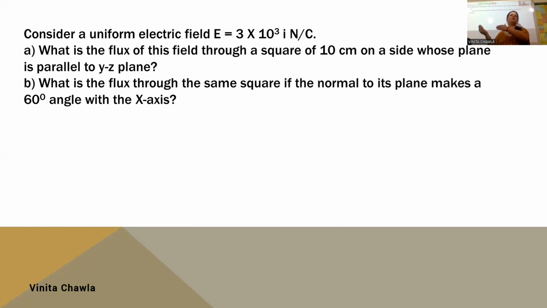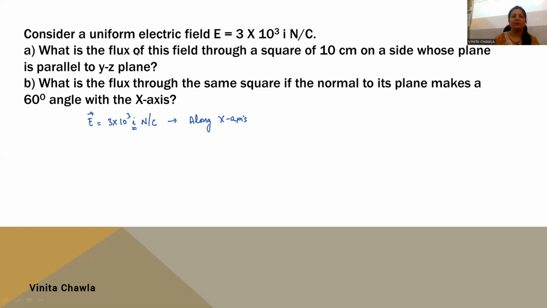So what is i cap? Unit vector along x-axis. So it indicates the direction of electric field along x-axis. Now we have to find the electric flux of this field through a square of 10 centimeter on a side whose plane is parallel to the YZ plane. The electric field is along x-axis.